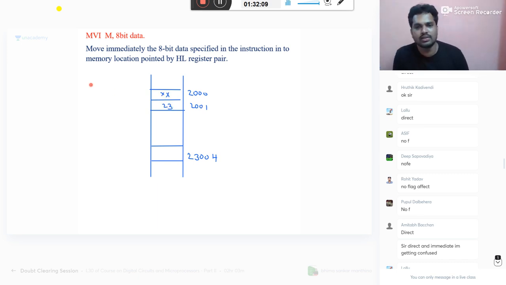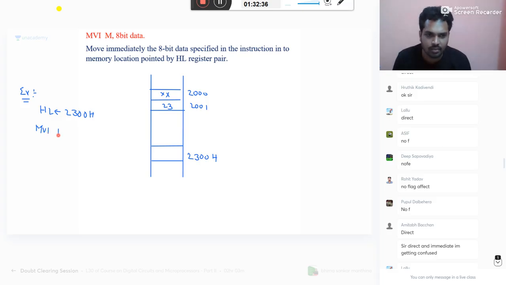Okay, so let's see how to do this one. For example, I have HL is M, meaning HL by default. Assume HL is already holding 2300. I say MVI M comma 56, the same number. Let's take any number, your wish.